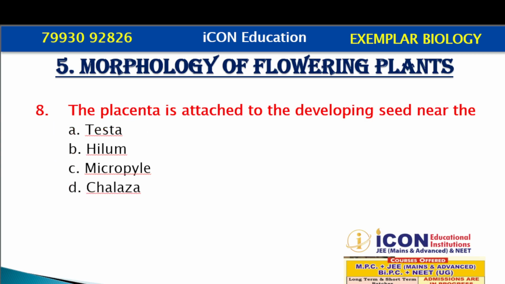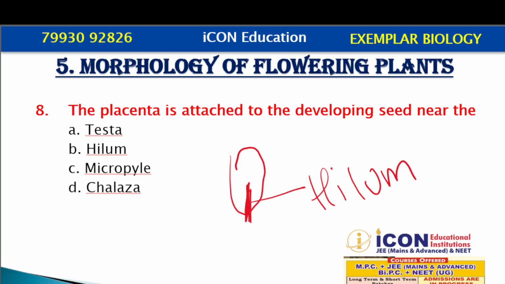Question number 8. The placenta is attached to the developing seed near the. So we know that on the seed there is a scar. This scar is known as hilum. This scar represents the region from where the seed is attached with the fruit. So the placenta is attached to the developing seed near the hilum.